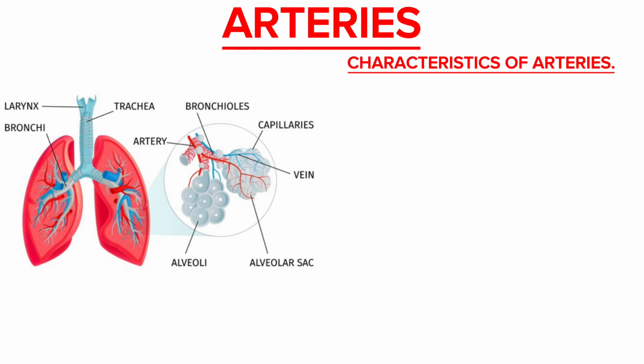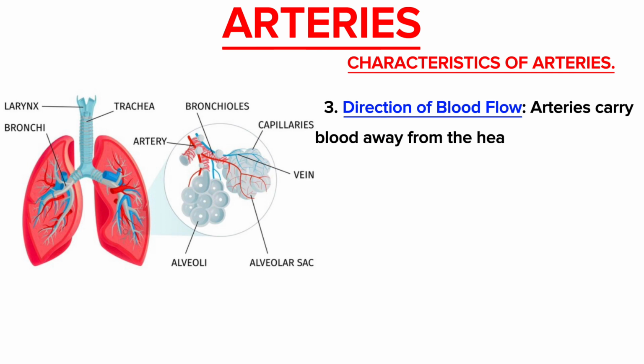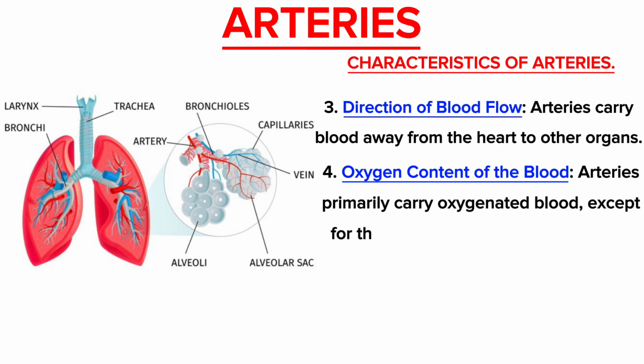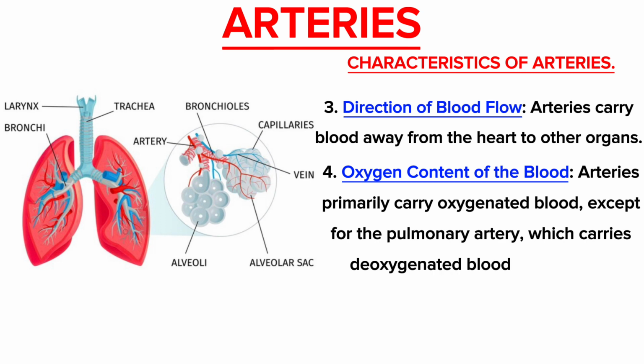Third characteristic is direction of blood flow. Arteries carry blood away from the heart to other organs. The fourth one, oxygen content of the blood. Arteries primarily carry oxygenated blood except for the pulmonary artery, which carries deoxygenated blood to the lungs for purification.